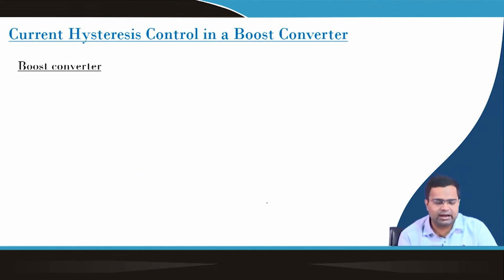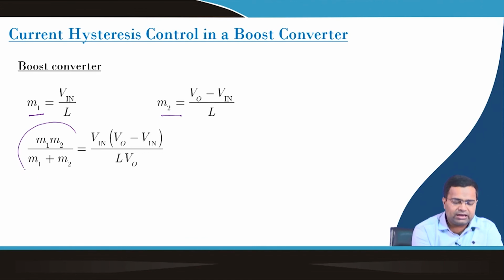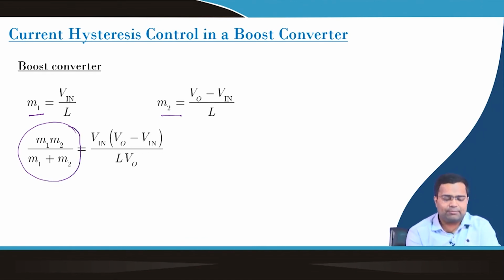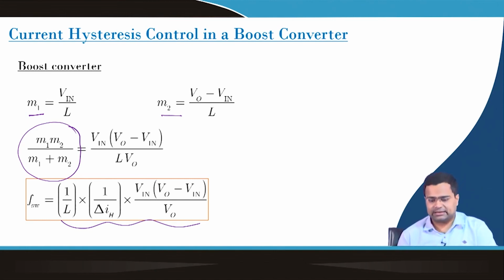Under current hysteresis control for a boost converter, in a similar way, we know the rising slope, we know the falling slope, and in our original expression we need to find M1 M2 by M1 plus M2, and if you substitute, then you can get the switching frequency, which is again a function of input and output voltage, hysteresis current and the inductance value.